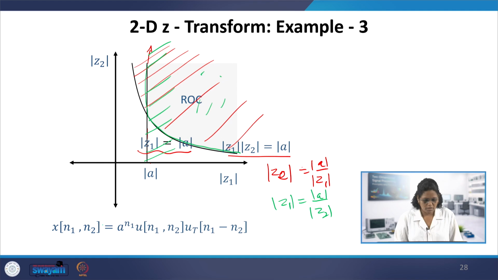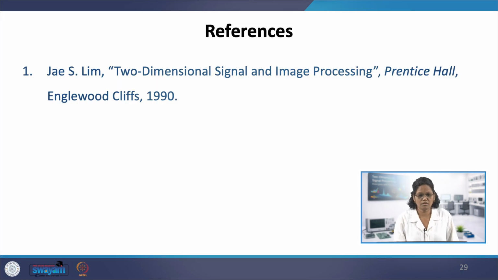So the sequence x of n1 comma n2, a to the n1 into u of n1 and u 2D of n1 minus n2, gives the ROC as this type of thing. So this is the pole surface representation of the ROC. We have taken the 2D Z transform and extended the concepts of the 1D Z transform, like the convergence and the difference between the ROC: there it is a point in the Z plane, here it is the pole surfaces. The ROC consists of pole surfaces, whereas there it is only poles, and excluding the poles, the region gives the ROC in the case of 1D.